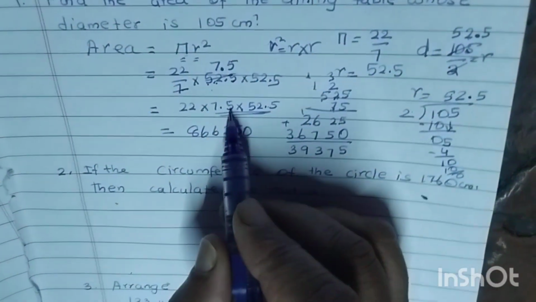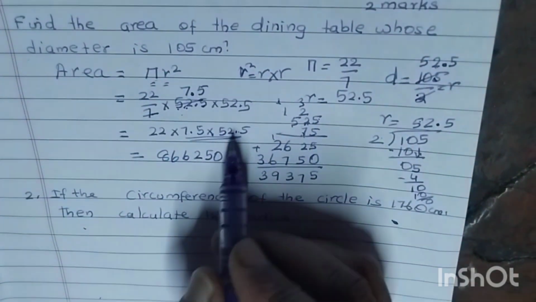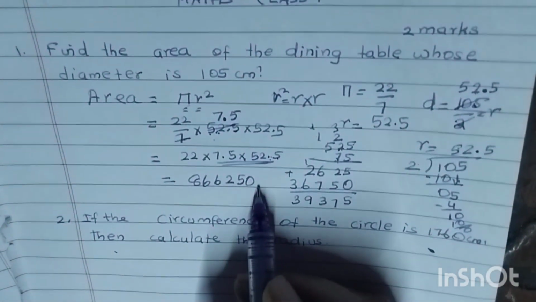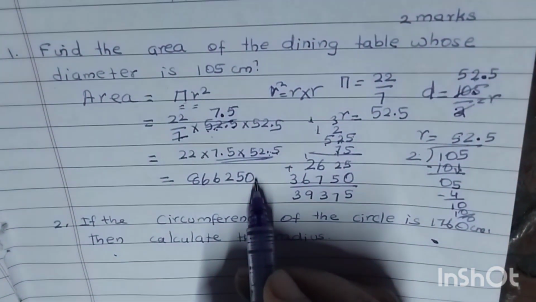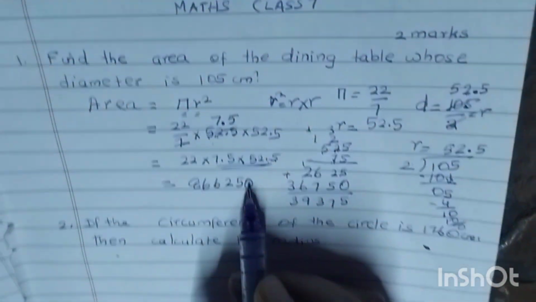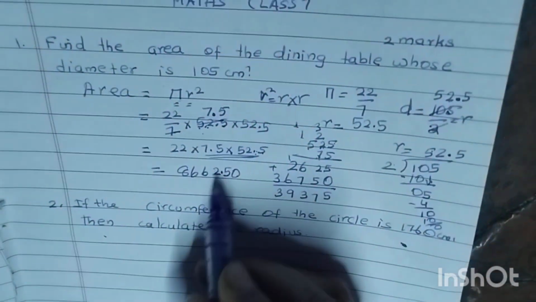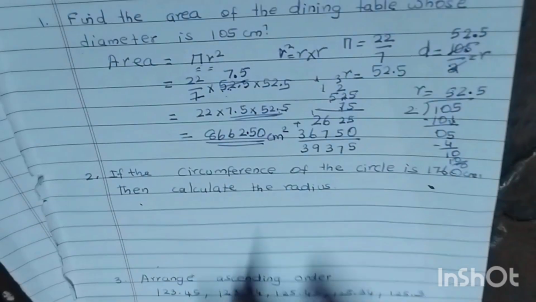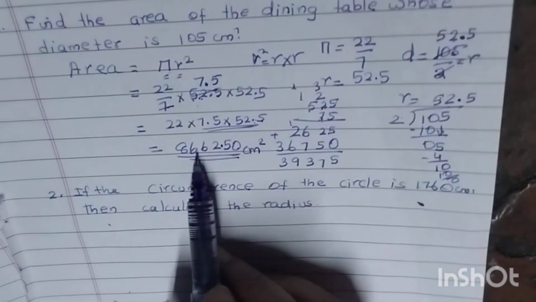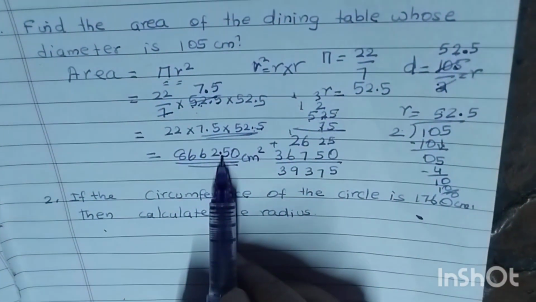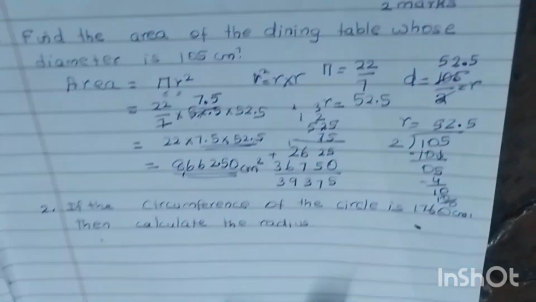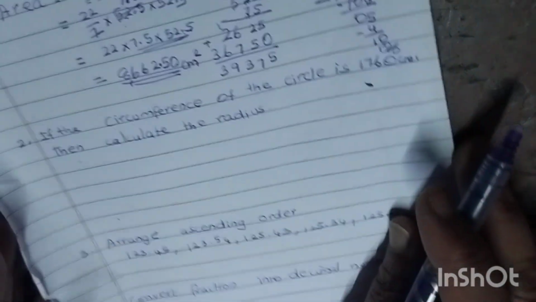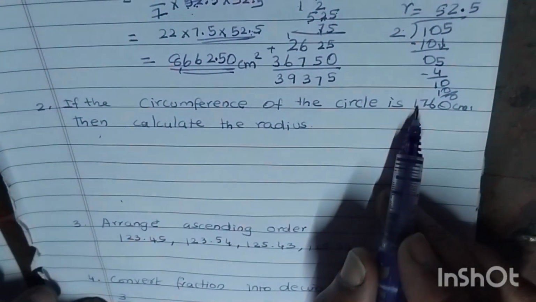After this decimal point, you have 1. That means one number after this decimal. So it is totally 2 numbers. So from the last number, you will push 2 numbers and put the decimal point. So 1, 2, and you will write it here. So this is your area. Now we will write it as centimeter square. So the answer is 808,662.50 centimeter square.